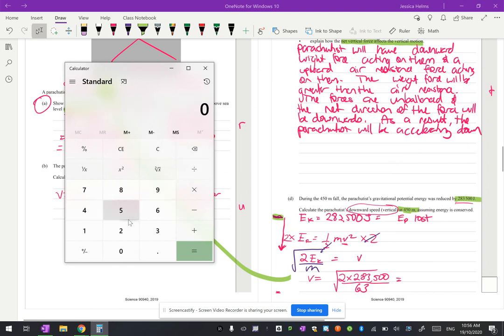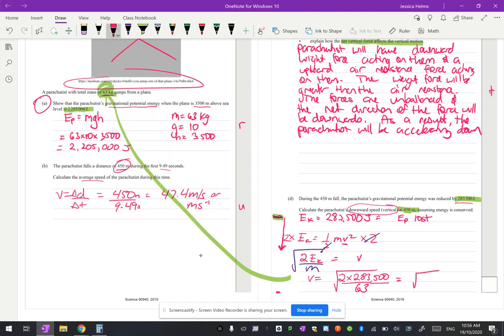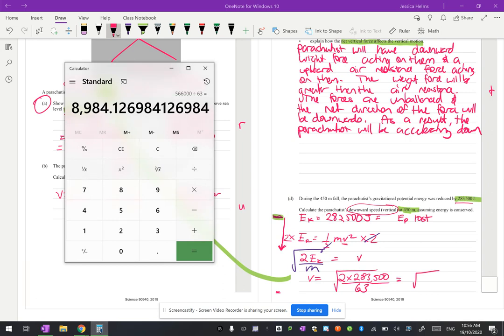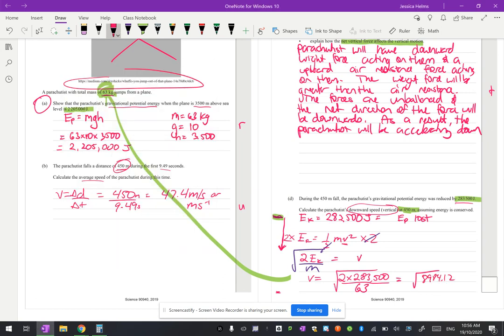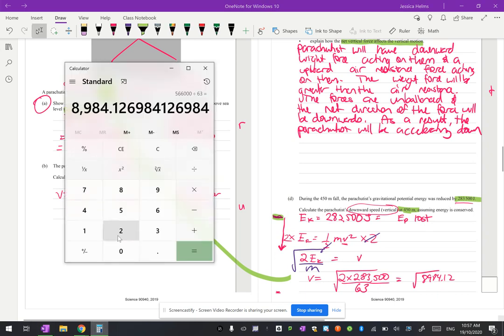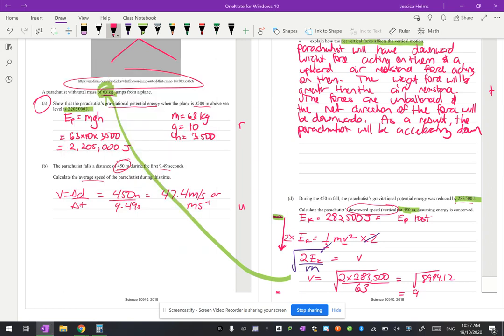Okay, so we've got 2 times 283,500, which is equal to 567,000, and then divide that by 63, which gives 9000, the square root of, what was that, 8984.12 or something like that. And then let's see if we can square root that. Yep, we can. So velocity is equal to 94.78 meters per second, or m s^-1.